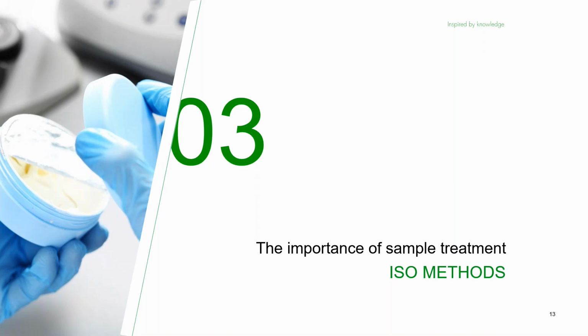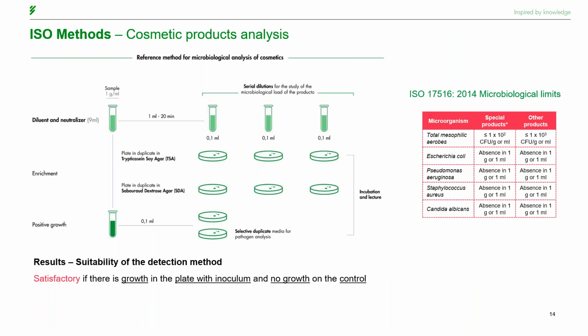So let us now quickly review the ISO methods for cosmetic analysis. In general, the ISO method for cosmetic analysis indicates that, regardless of the target microorganism, dilution and neutralization of the sample must be carried out. And it's very important, as we have already seen, that the same enrichment broth can facilitate the blocking of the preservative. This is followed by incubation and then isolation on a selective medium for each microorganism. And finally, the confirmation of the colonies that can grow is carried out.